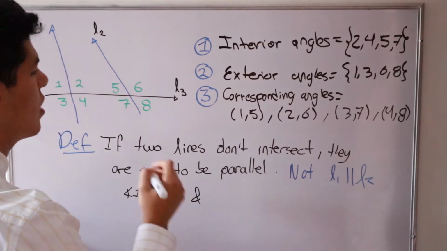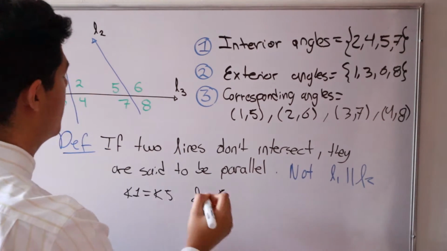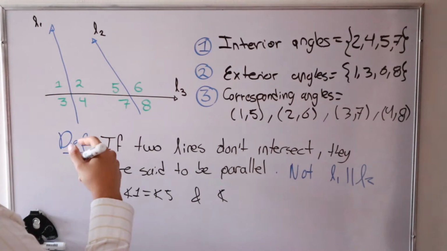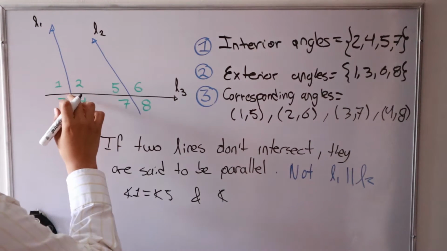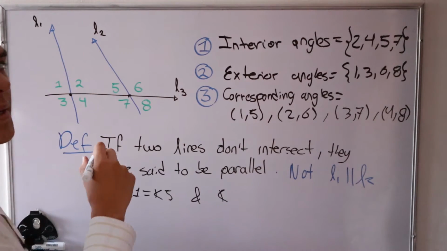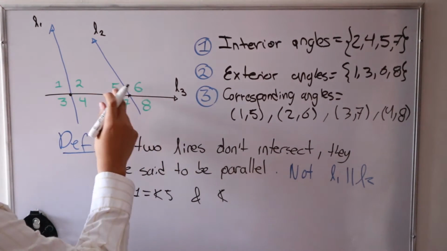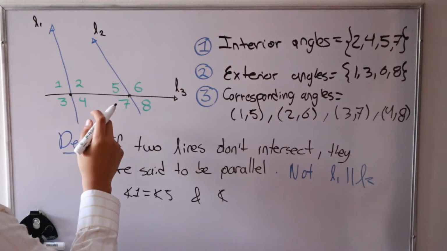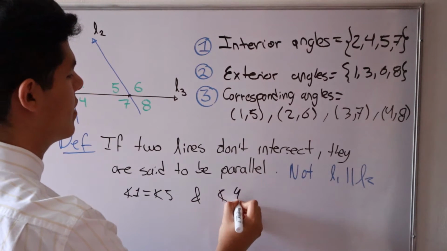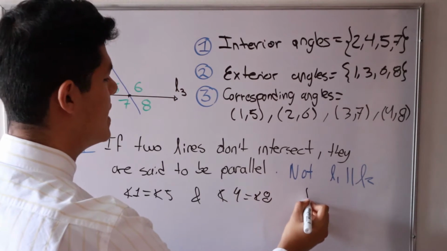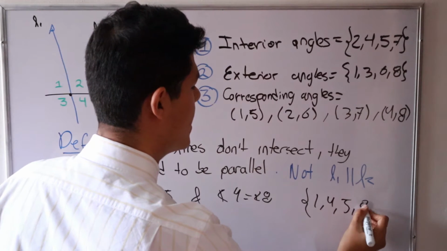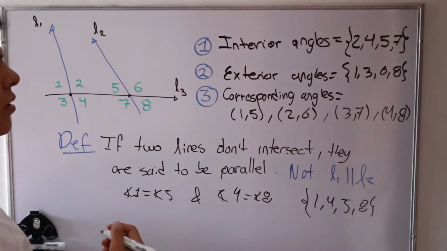And also, because the angles opposite at a vertex are congruent, in this case 1 and 4, we have that 4 will be congruent to the angle 8. So in this case, guys, we have that 1, 4, 5 and 8 are equal or congruent angles.